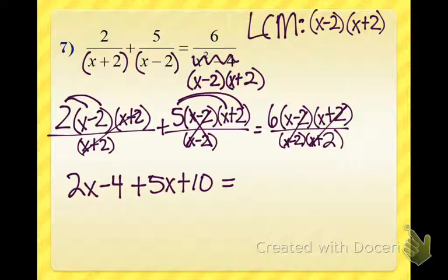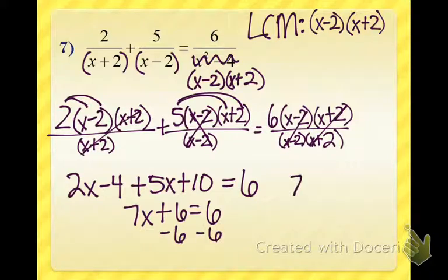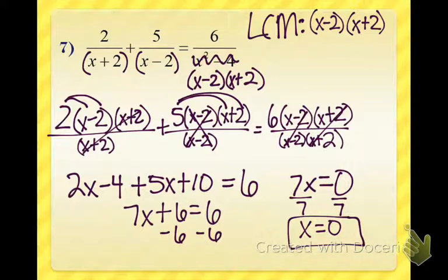On the last part, what cancels out? X plus 2's, x minus 2's both cancel out, and we are left with a 6. What do we need to do now? Combine like terms. What do we get? 7x plus 6 equals 6. To get x alone, subtract 6. 7x equals 0. So x equals 0 after we divide. Now, time permitting, we should be checking that to see if it works out. Plugging in 0 should not take you that long to check.